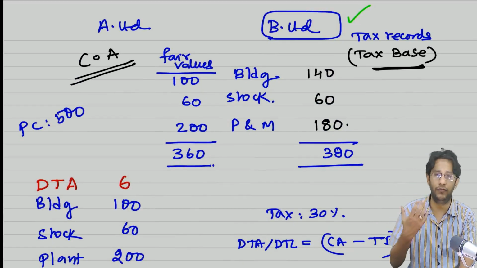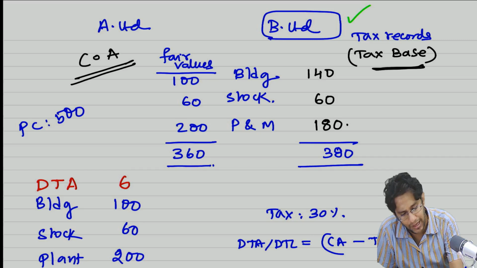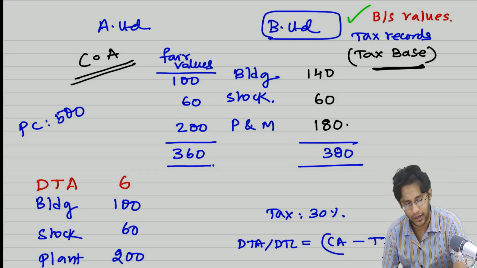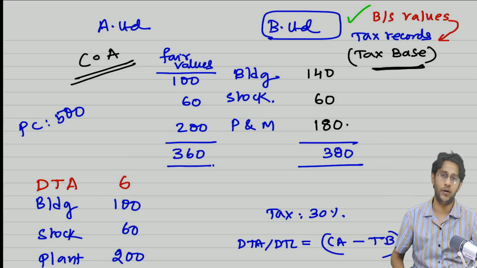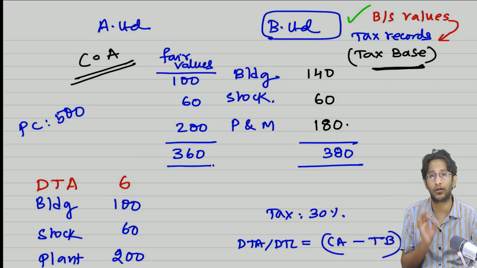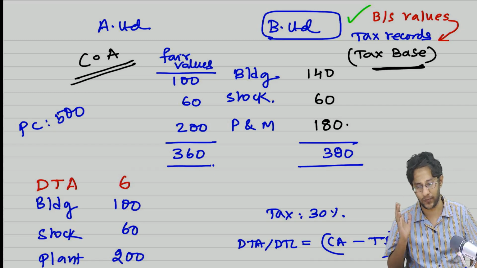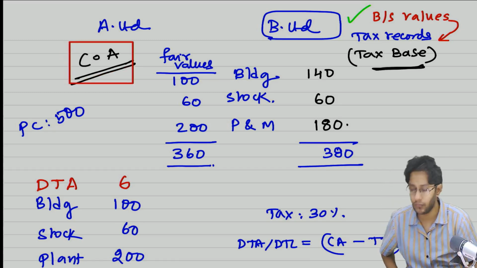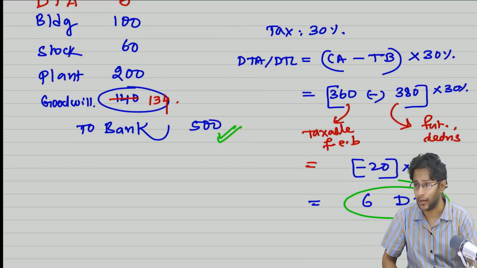Most of the time, in various questions what we have seen in business combination and all, if the question is silent about tax base, what they will give is B Limited's balance sheet values in the question. When no information is available, assume that these book values only are their tax base also. So if the question does not provide tax base of the selling company, assume that their book values only are tax bases. The fair value will become the carrying amount for the purchasing company, the acquirer entity. So the difference between carrying amount and tax base is your DTA.